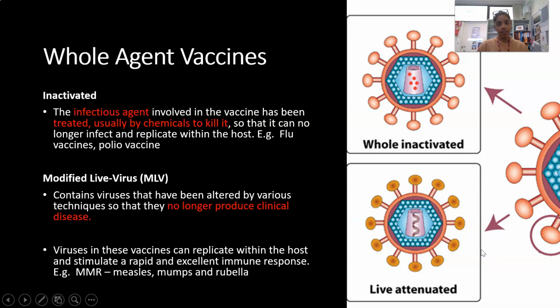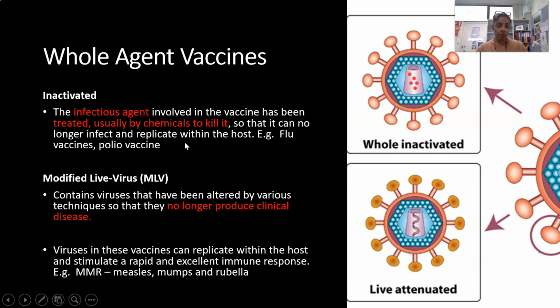Okay, so whole agent vaccines. What we are looking at here is the infectious agent is involved in the vaccine. It's usually treated by chemicals so that it's being killed. When we talk about it being chemically treated, we normally say attenuated, and that means it can't harm you anymore. And that's commonly what you'll be getting with your flu shot.